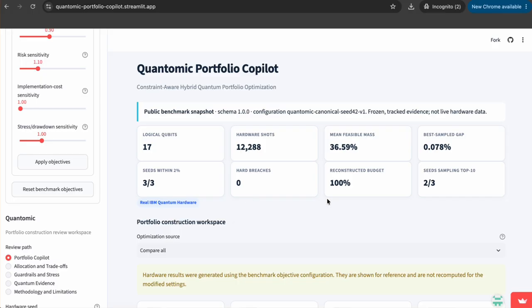So Quantomic Portfolio Copilot combines business controls, classical optimization, quantum experimentation, and explainability in one workflow. The value is not simply finding a portfolio, it is finding a portfolio that is feasible, understandable, stress tested, and ready for human review.